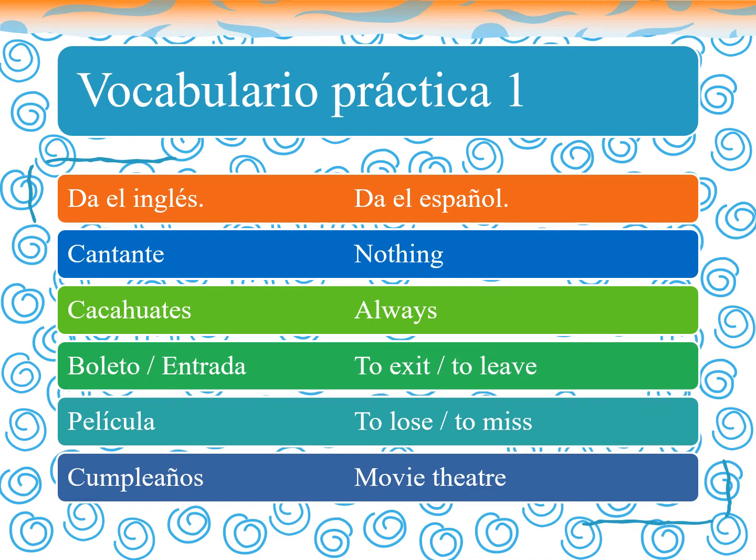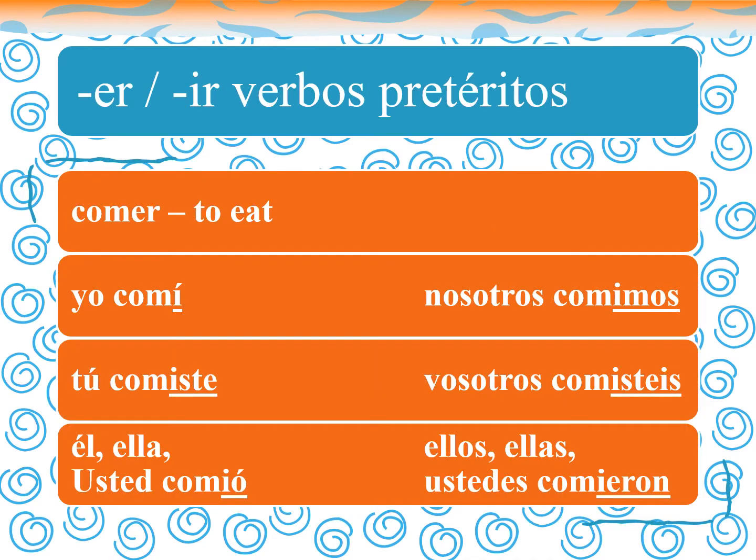All right, let's take a look at how ER and IR verbs are going to work in the preterite past tense. Okay, so here's our example, comer, but ER and IR verbs are going to have the same endings. Notice we've got an accent on the yo form and the he, she form that are going to be important. So yo comí, I ate. Tú comiste, you ate. Él, ella, usted comió. He or she ate, or you ate the formal version. Nosotros comimos, we ate. Vosotros comisteis, y'all ate. Ellos, ellas, ustedes comieron, they ate, or all of you ate.